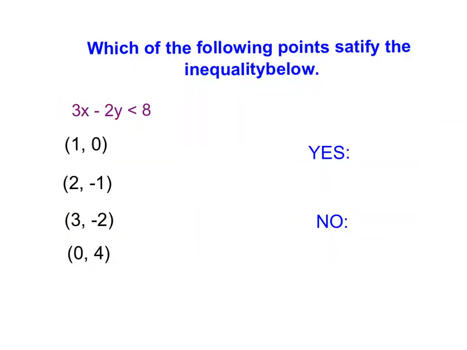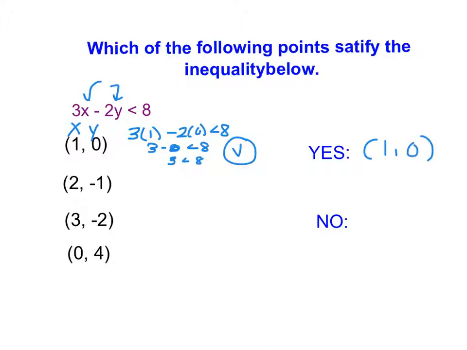Just like linear equations have solutions, so do linear inequalities. And because we have an x and a y in a linear inequality, our solutions will be points. So what we're going to do with the points below is test them inside of this linear inequality and see if they work and are a solution or if they're not. For this first one, x is equal to 1 and y is equal to 0. So I have 3 times 1 minus 2 times 0 is less than 8. That becomes 3 minus 0 is less than 8. 3 is less than 8. Yes, that is true. So the point (1, 0) would be a solution.